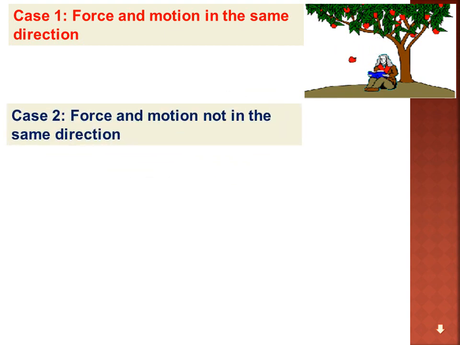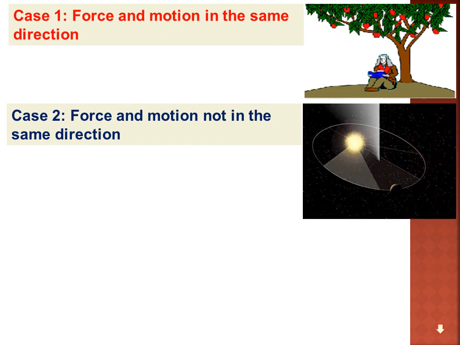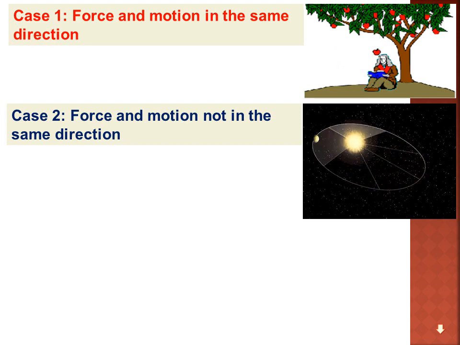The second one, force and motion not in the same direction. See, the earth experiences a force towards the sun, but it actually moves in an elliptical orbit. In this case, the direction of the force is different from the direction of motion. If the force and motion were in the same direction, then we would fall into the sun. Is it possible? No.